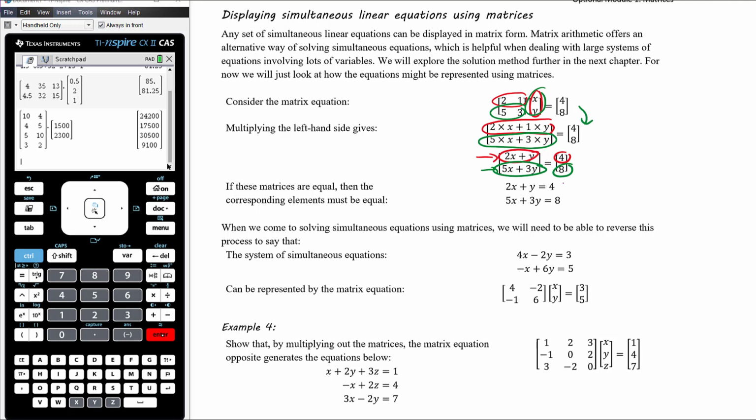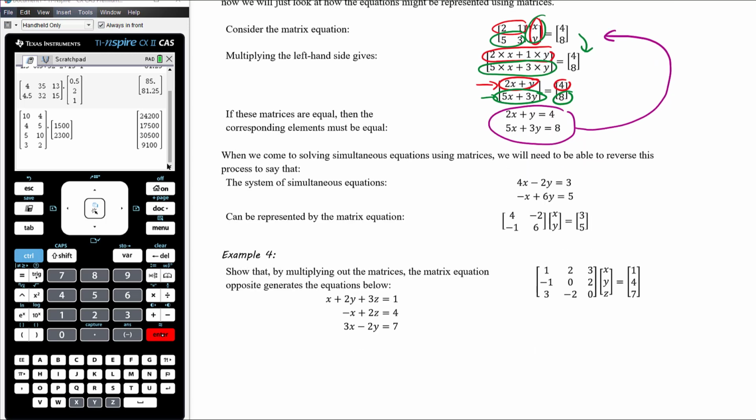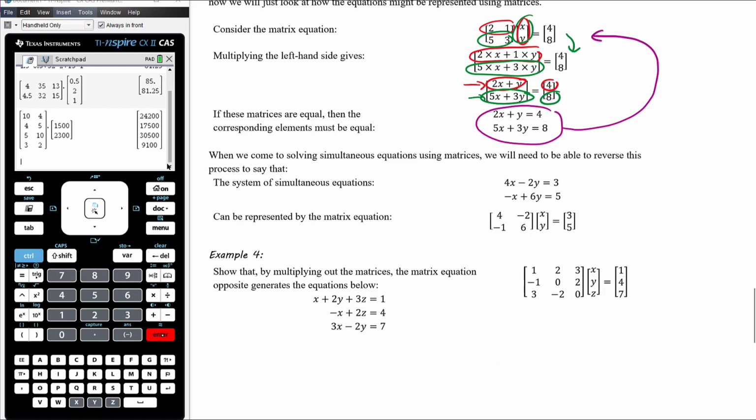So when we come to solving simultaneous equations using matrices later on, we're going to need to be able to reverse this process. How do we turn the simultaneous equations into the matrix equation? So here, for example, we've got another set of simultaneous equations. 4x minus 2y equals 3, negative x plus 6y equals 5. And they can be represented as a matrix equation in this way.